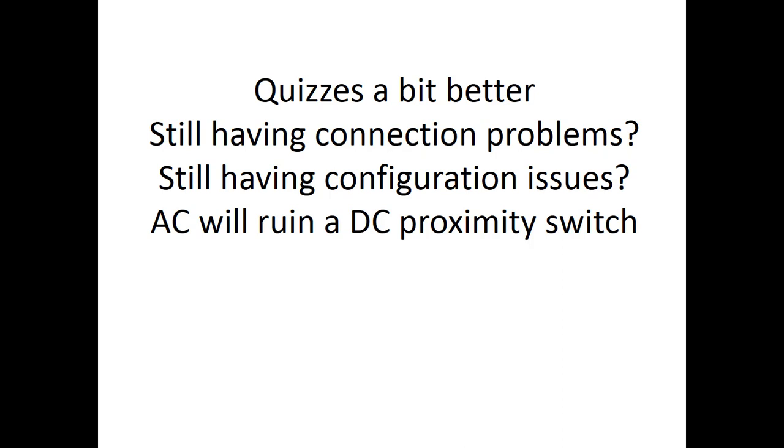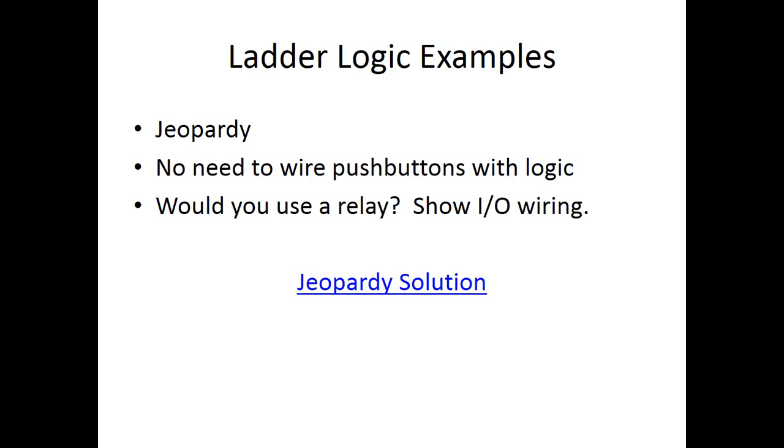And once again, AC will ruin a DC proximity switch. If you run AC to a DC device, you're probably going to get a fire. If you run DC to an AC device, it probably just won't work, but you've got to know the difference between your voltages. So we did a Jeopardy example at the end.